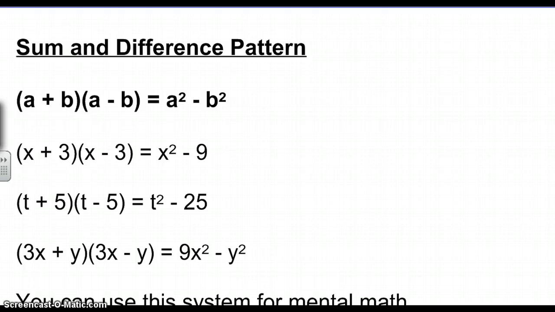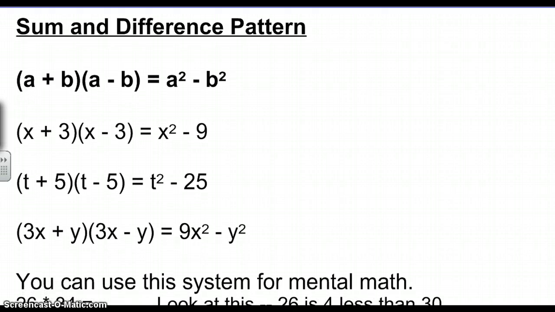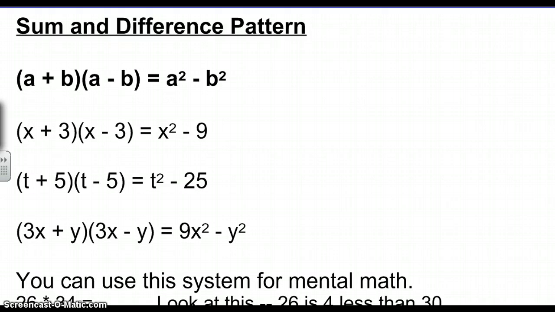The next pattern we're going to look at is the sum and difference pattern. If you have something that looks like this, (a + b) times the quantity (a - b), in other words, you have the same thing being added in the first parentheses that you have subtracted in the second, the answer is always a squared minus b squared. Always, always. You can multiply that out using FOIL, and you'll see that there is no middle term there because you have a negative ab and a positive ab, so they're going to disappear.